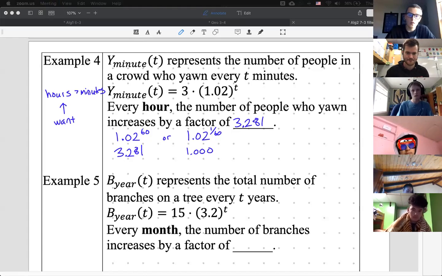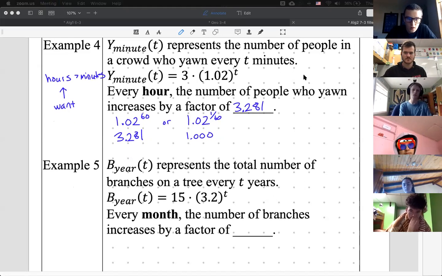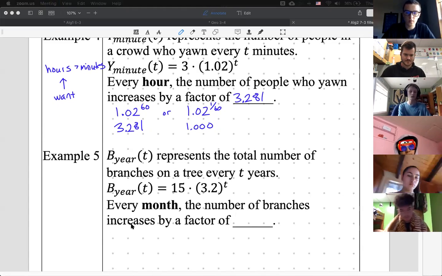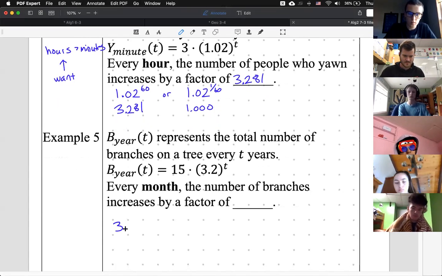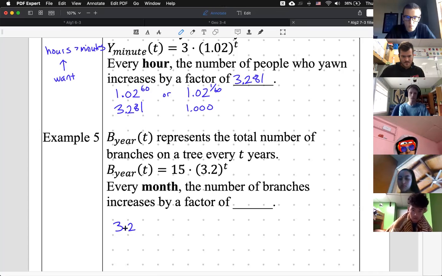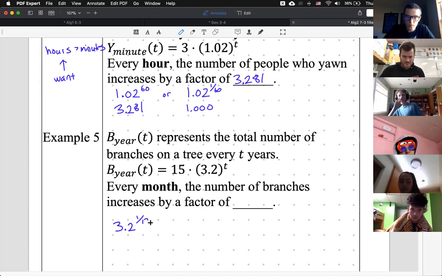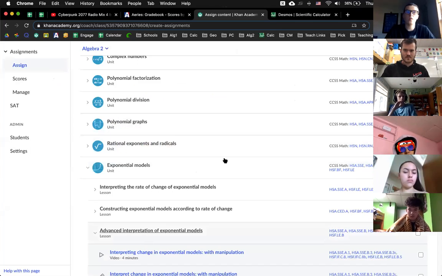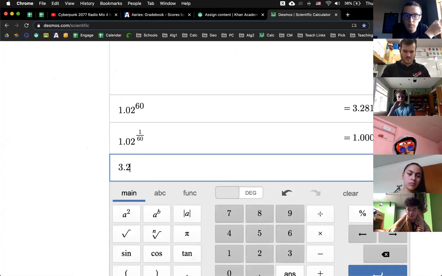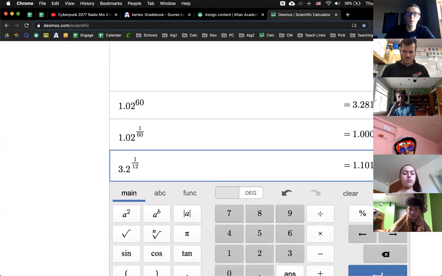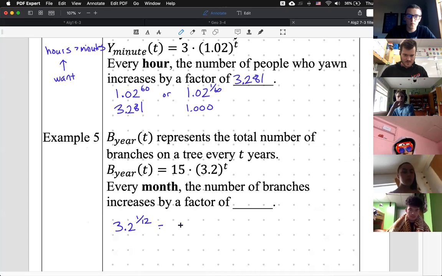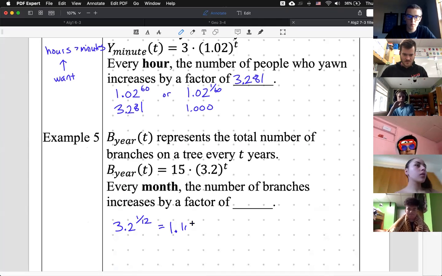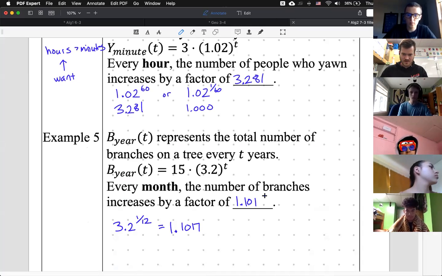How'd you do example 5? Since the factor is 3.2, you put 3.2 to the power of 1 over 12. And that's 12 because there's 12 months in a year. Then you put it in decimals and you get 1.1017. So this is equal to 1.1017. Cool.